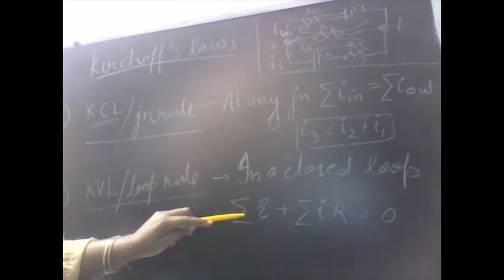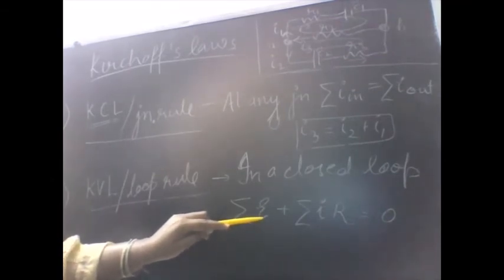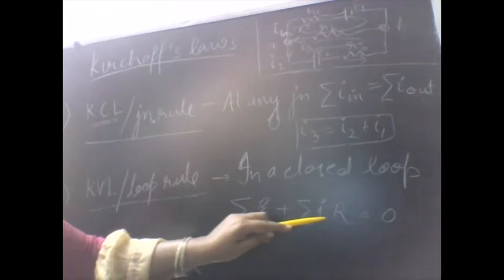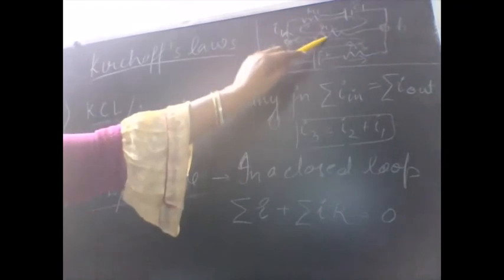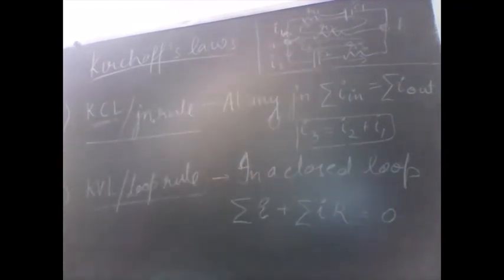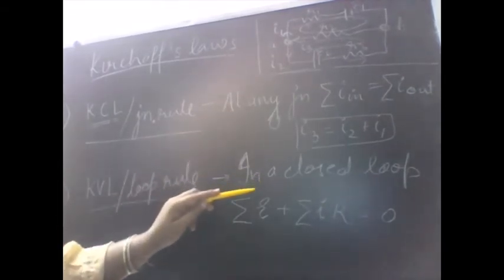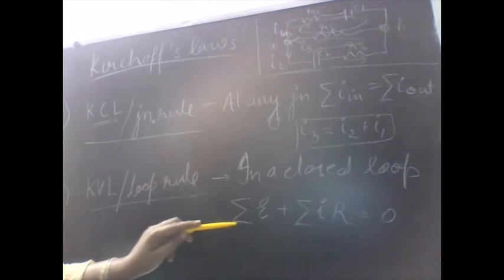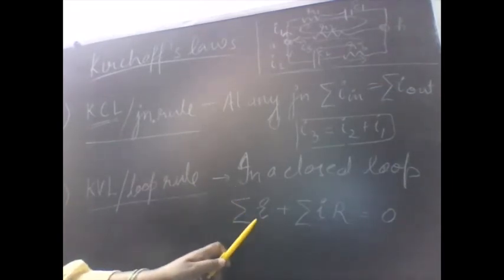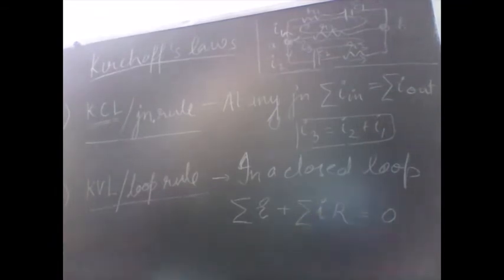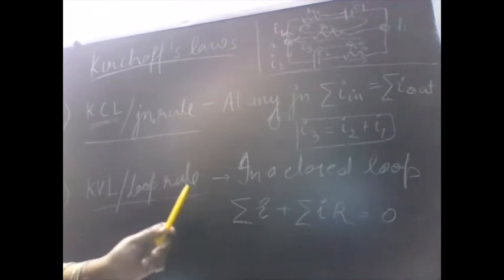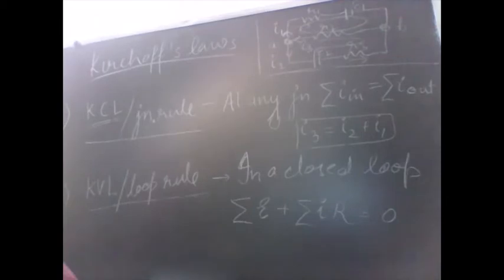So it says that the sum of the EMFs offered by all the cells and the potential differences across the different resistances present in the loop is equal to 0. Of course we have to apply this KVL with proper sign convention for the EMFs and proper sign convention for the current flowing through the resistance. Both rules will be clearer when we take one example. So let us do one example.